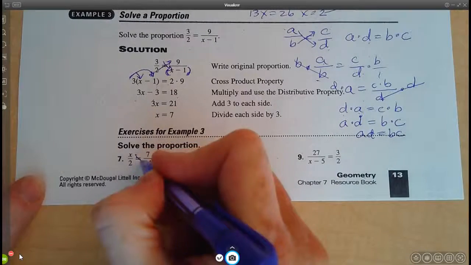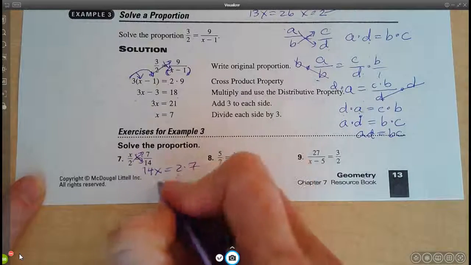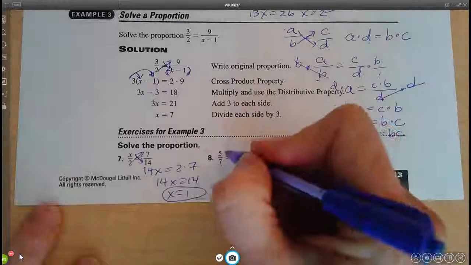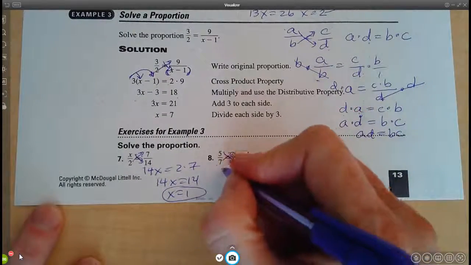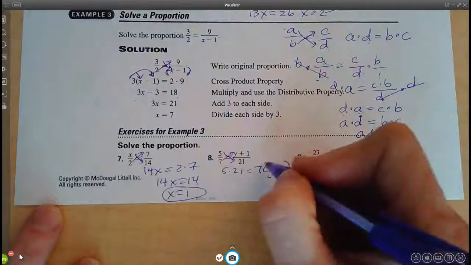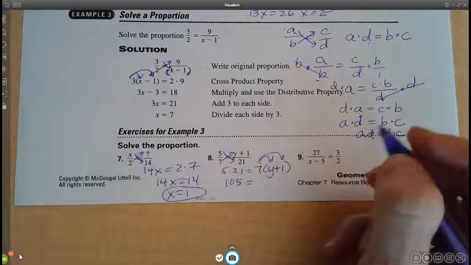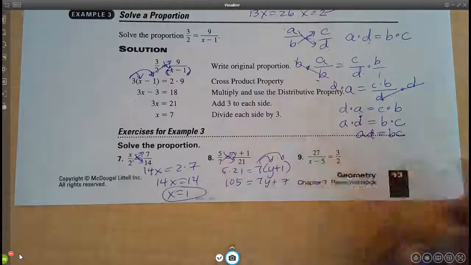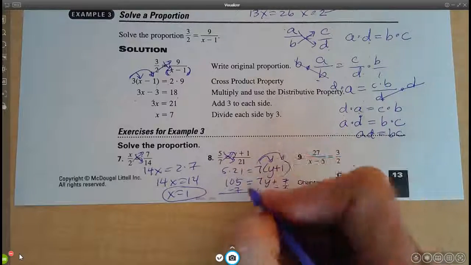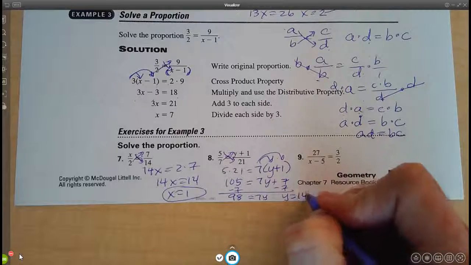Okay. If I model that down here, 14 times x equals 2 times 7. 14x equals 14. x will, of course, equal 1. Here, 5 times 21 equals 7 times the entire quantity, y plus 1. 105. 7y plus 7. I can subtract 7 from both sides. 7y would be equal to 98. And when I divide both sides by 7, I would get y equals 14.